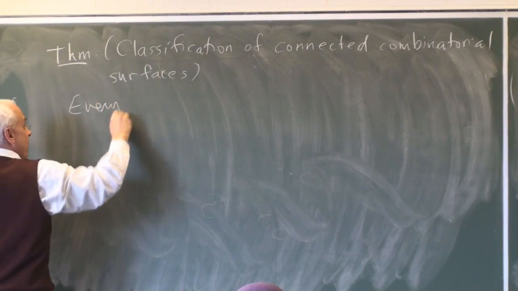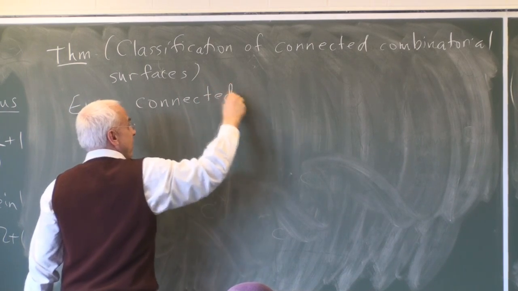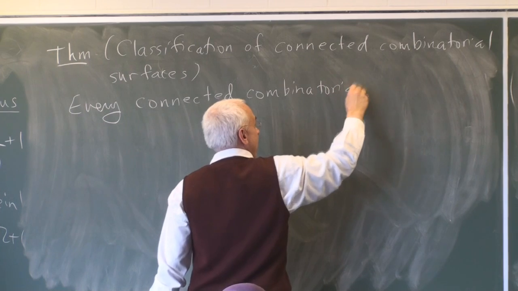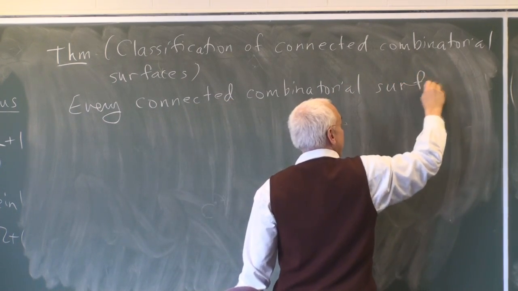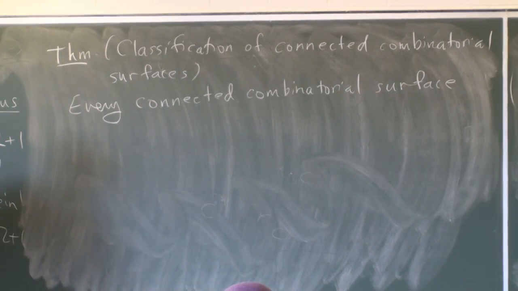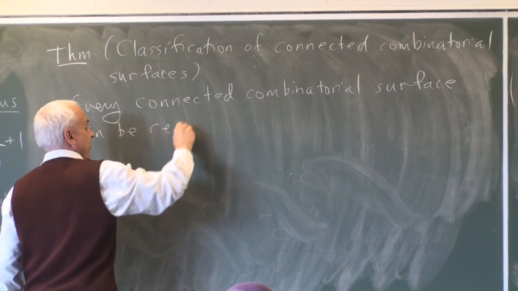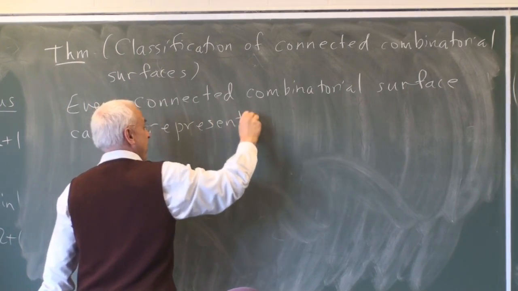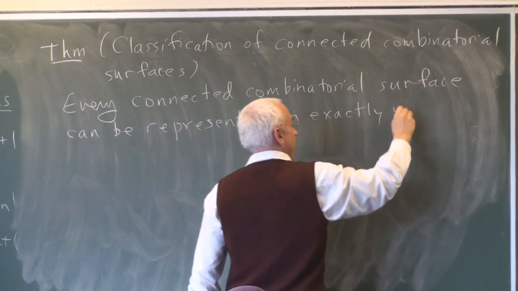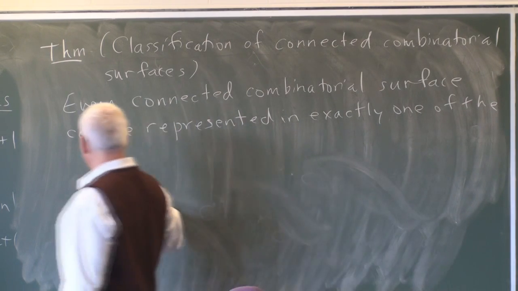So every connected combinatorial surface can be represented in exactly one of the following standard forms.